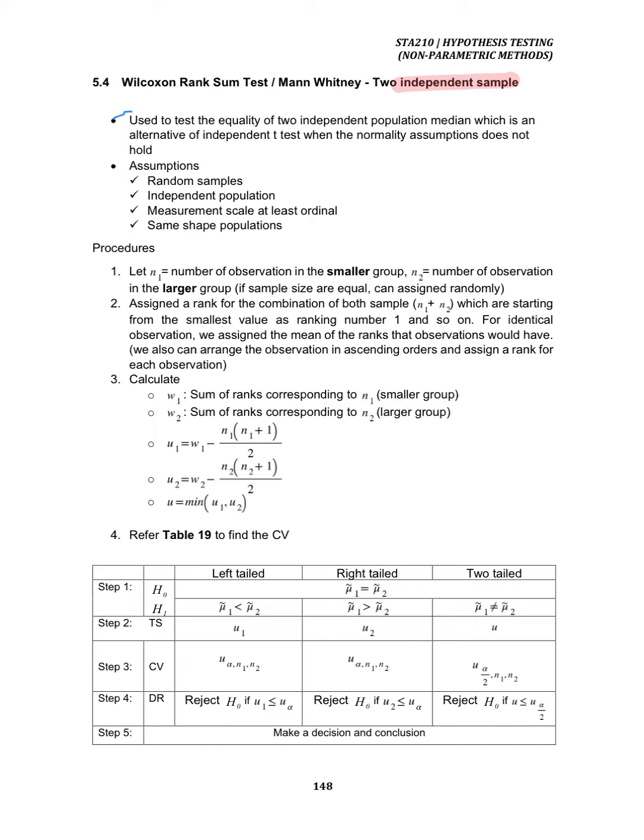In conclusion, we can write the decision rule for all three, left tail, right tail, or two tail, kita boleh buat dia punya rule dia adalah reject H0 if the test statistic is less than or equal to the critical value. Semua sama je. Okay, and then we make a decision and conclusion.